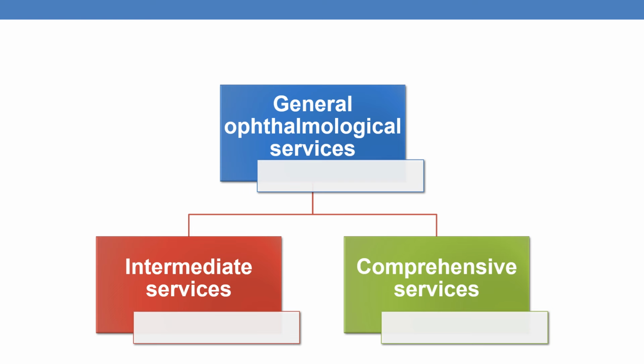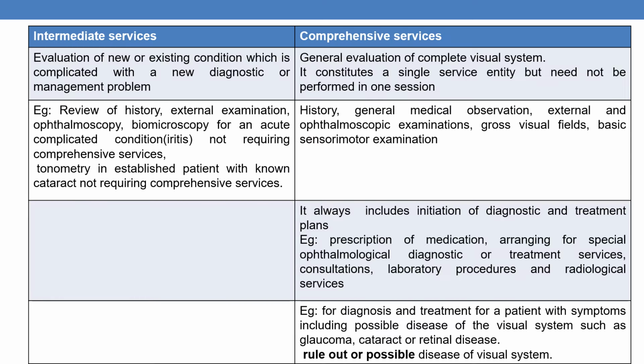First of all, coming to general ophthalmological services, they are divided into intermediate services and comprehensive services. The basic difference between intermediate and comprehensive services is enlisted here. Coming to intermediate services, it involves evaluation of a new or existing condition which is complicated with a new diagnostic or management problem. It can be termed an intermediate service. The condition can be new or existing, which is complicated with a new diagnostic or management problem.